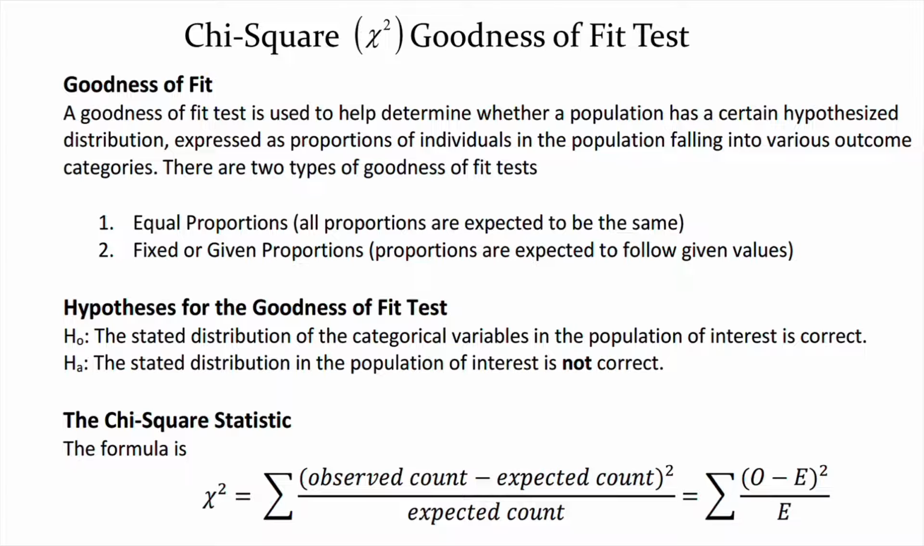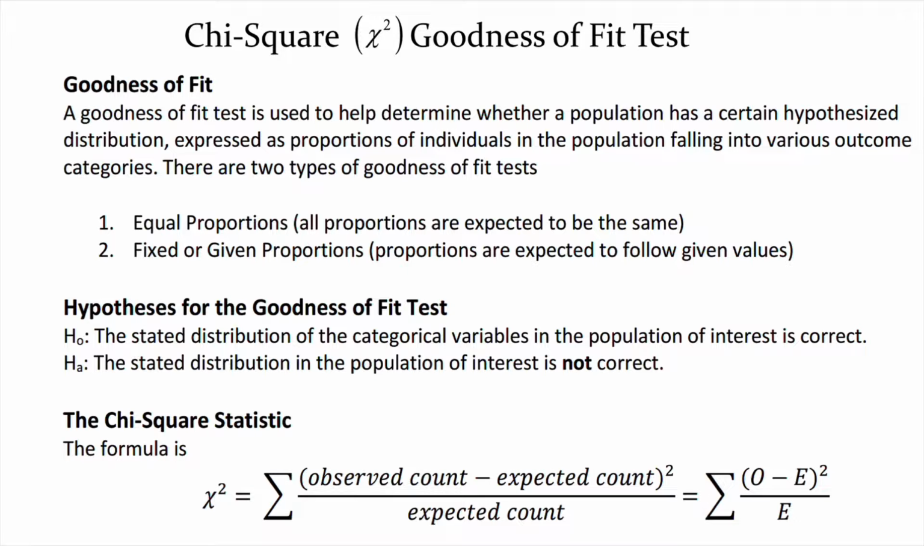Hypothesis. The null will always be in words. Our hypothesis will always be in words. It's not going to be numbers. There's going to be no numbers for hypotheses on these. So you'll say the stated distribution of the categorical variables in the population of interest is correct. Something to that effect. The stated distribution of proportions is correct. Something along those lines. That's always going to be our null. Okay. The alternative would be no, it's not. Something is wrong with it. They're not all equal, or they're not as given.